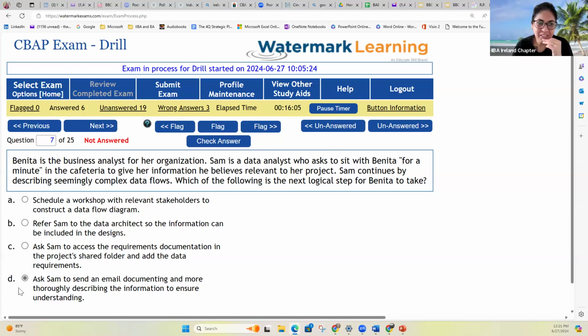I'll go with A. Okay, why do you like A better? So as a business analyst, Benita wants to understand the data flow, not only from the SME point of view, but from the other stakeholders' point of view, and create a data flow diagram out of it. That makes good sense. Do you feel that that's what you're doing in the real world or what the BABOK says? Real world.